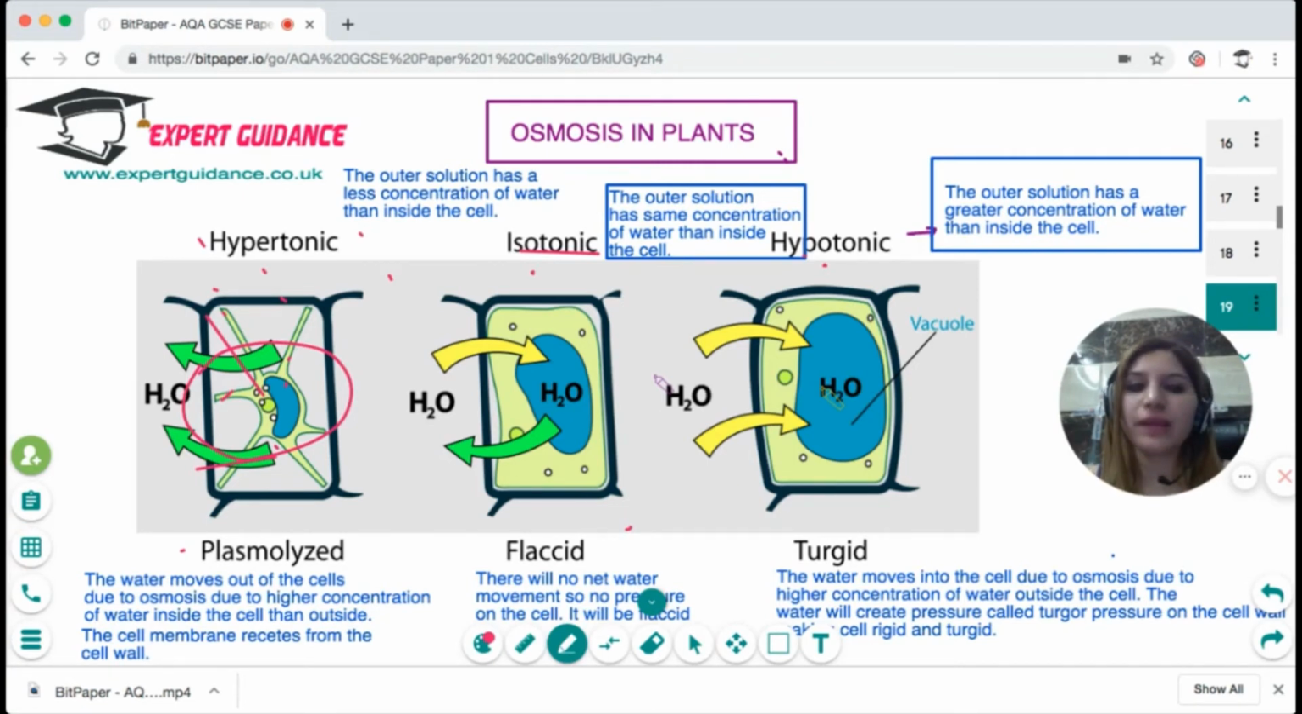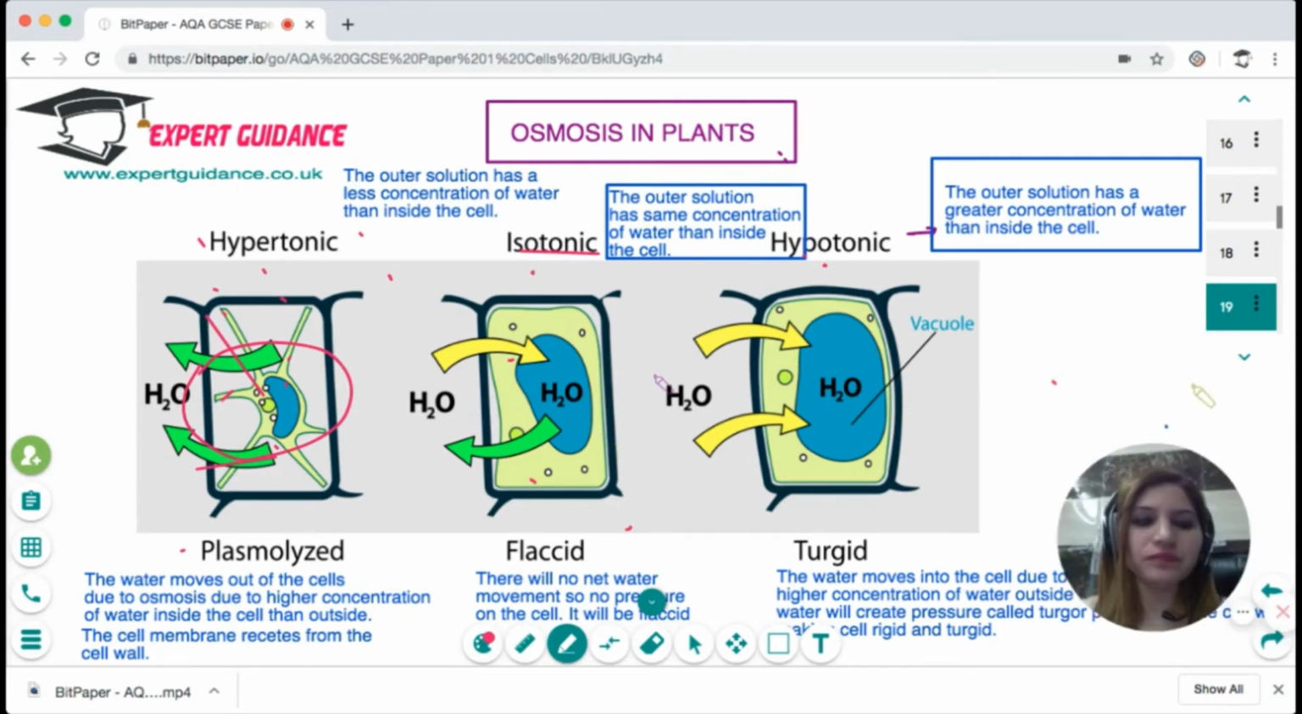proper shape. On the other hand, if we place it in an isotonic solution, it will have the same concentration of water outside and inside. So there's no net movement of water. As a result, no pressure will build up and the cell will be soft. So in the plant cell, there are three terms: turgid, plasmolyzed, and flaccid, and you need to remember these terms.